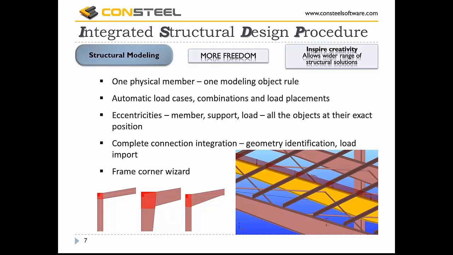We have automatic load cases, combinations, load placements, and eccentricity considerations. These are very, very important in ConSteel, considering the effects of eccentricities, which can be member, support, or load eccentricity. So all the objects can be placed at their exact position. This is very important, as in the picture you can see that the bracing members and the purlin members can be placed to their direct place, and the influence can be evaluated.